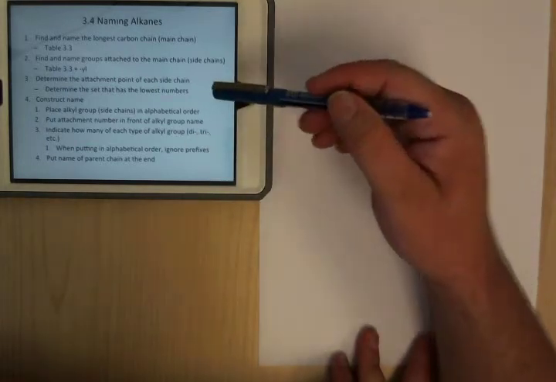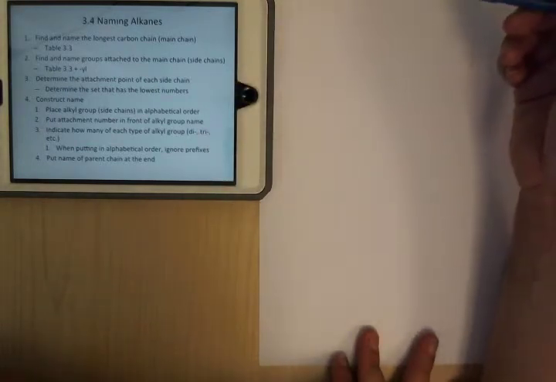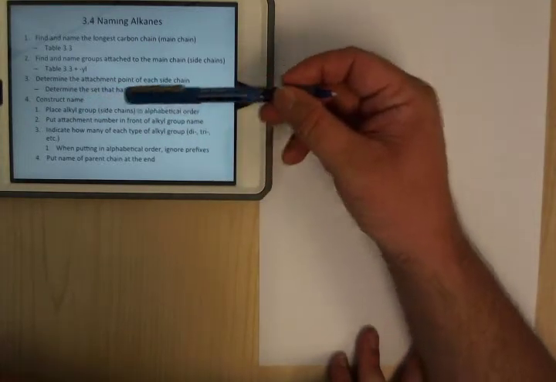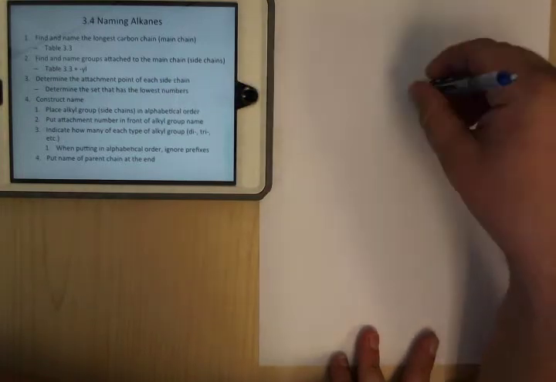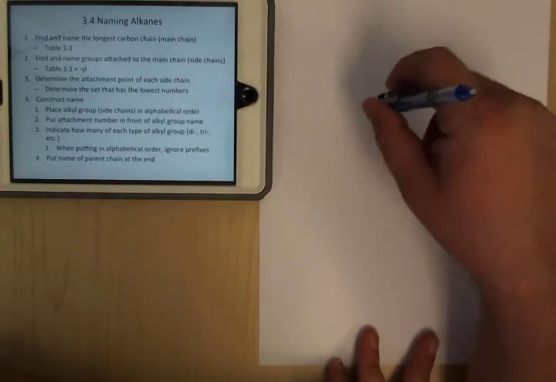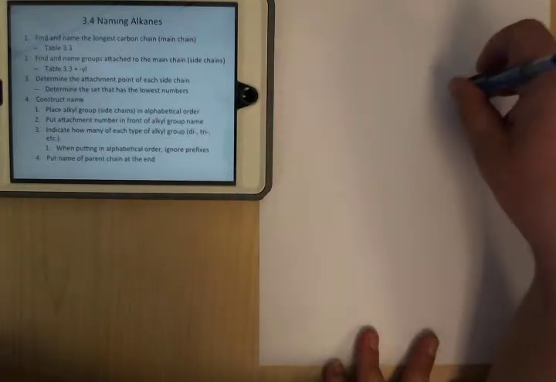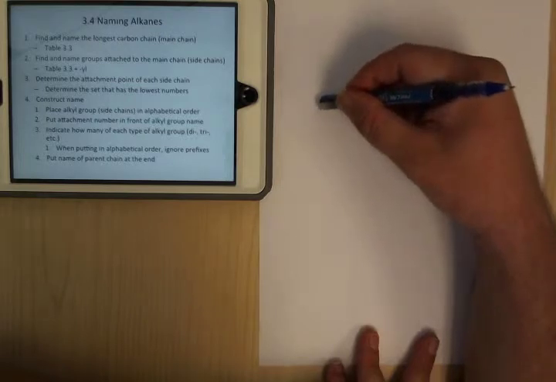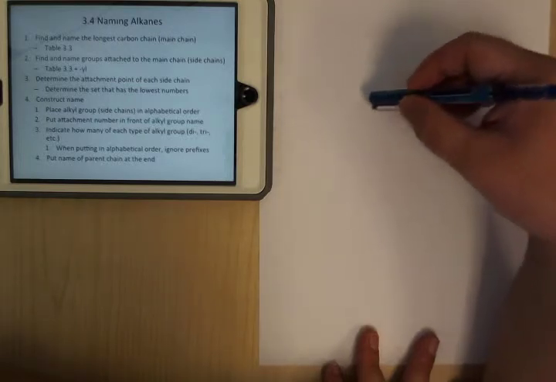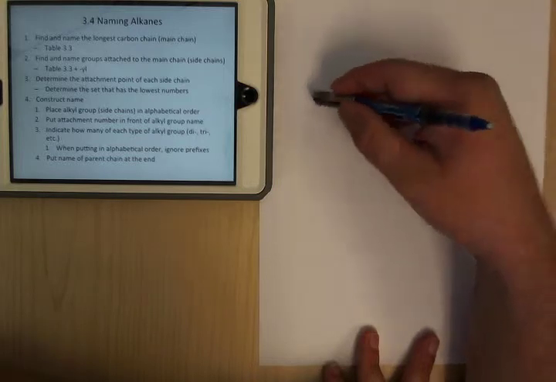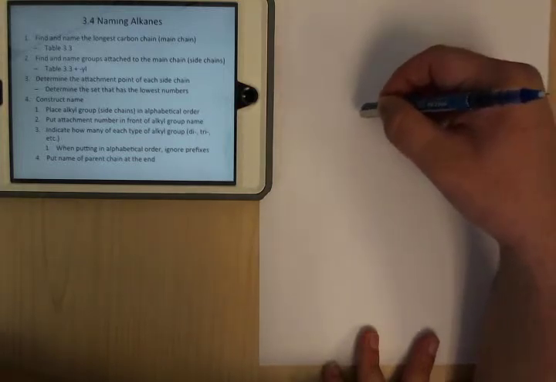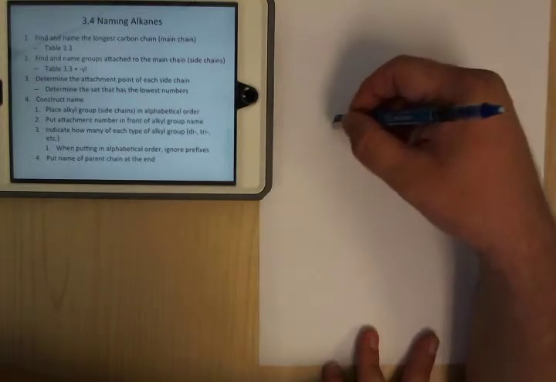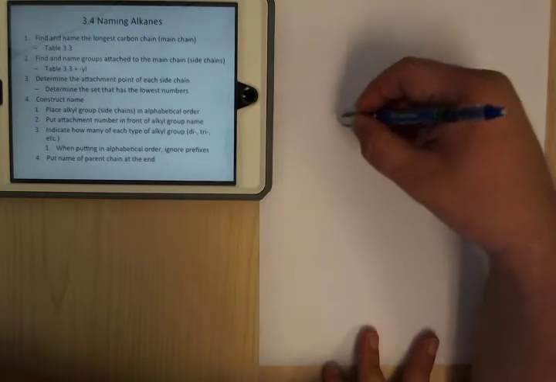Now you know the numbers, you know what the side chains are, and you know the main chain, so let's assemble the name. Place the alkyl side chains in alphabetical order, so ethyl comes before methyl, which comes before propyl. Then you put the attachment number in front of the name of each group. If you have a propyl group coming off of carbon 4, you say 4-propyl. Because it's a number and a letter, you separate them with a dash.